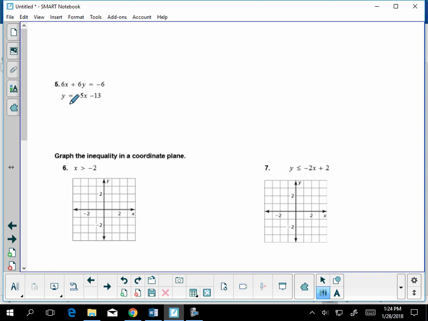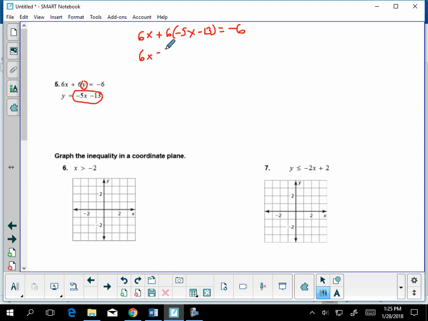All right, number 5. Again, notice right away you've got that y equals. That should say substitution. So I'm going to take that and put it where I see a y. Rewrite the equation. 6x plus 6y equals negative 6. But I'm not going to write y. I'm going to write in negative 5x minus 13. I'm going to make sure I distribute.